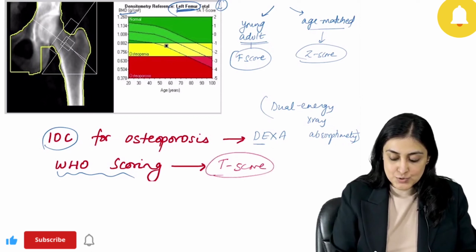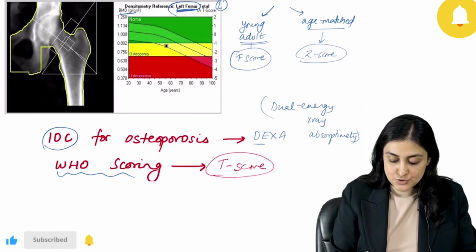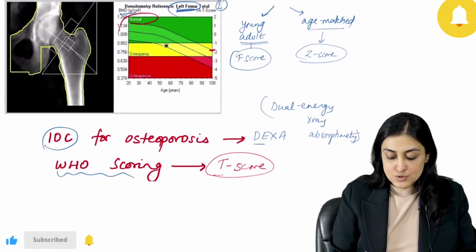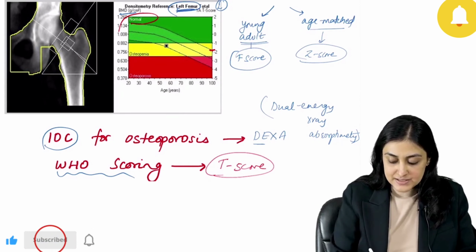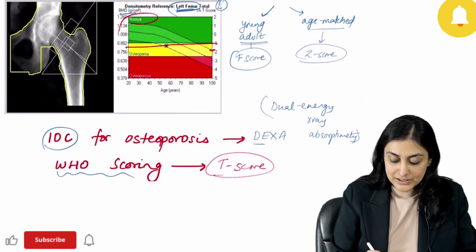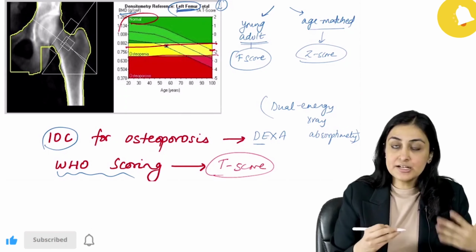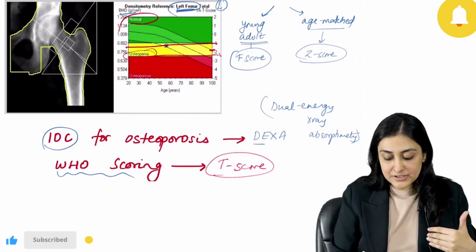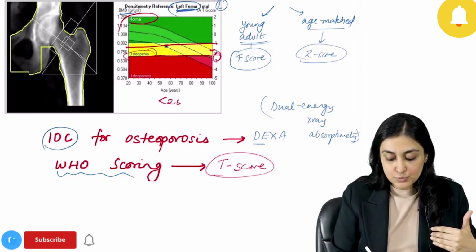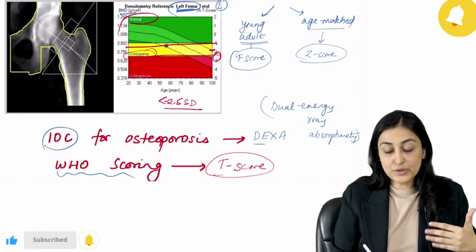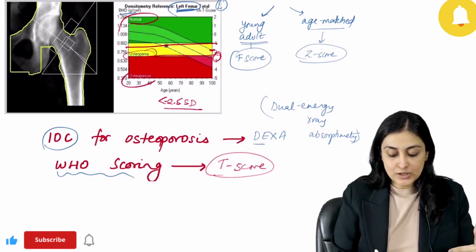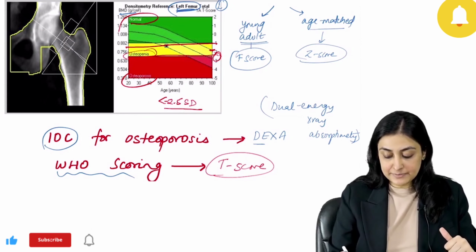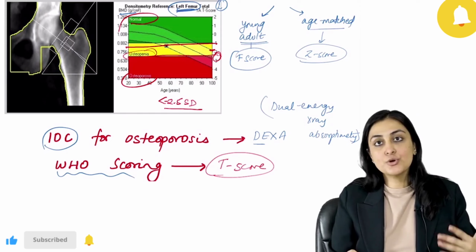And how does it do it? As you can see here, from +2 till -1, it is considered normal. From -1 to -2.5, this yellow range that you are seeing, so from -1 to -2.5 standard deviations, it is defined as osteopenia, and anything where the bone mineral density is less than -2.5 standard deviation is called osteoporosis. So this is how the WHO scaling is defined. Alright, so this is about osteoporosis.